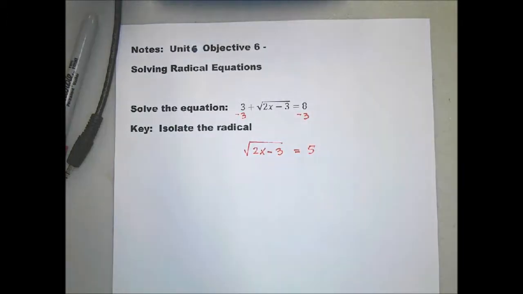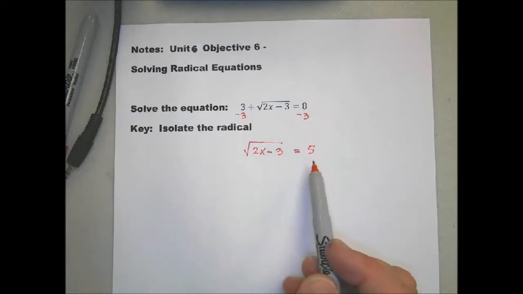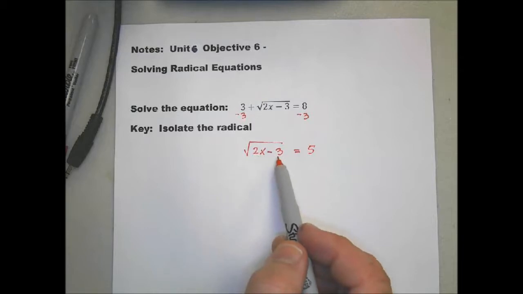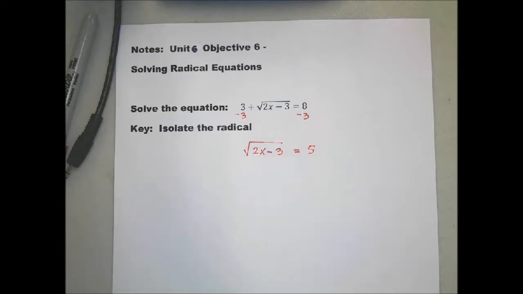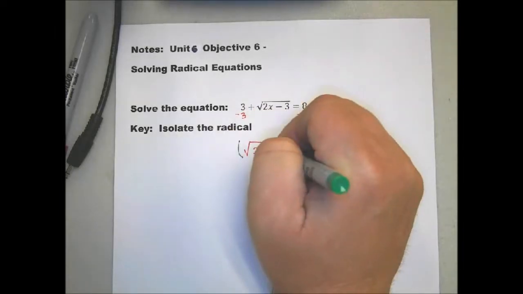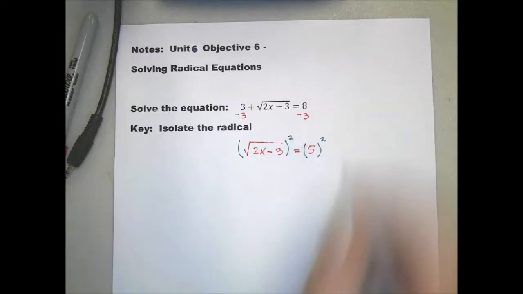Now that's what we want to do. We want to isolate the radical. And that's exactly what I just did by isolating the radical. Now, the 2x minus 3 is being square rooted. When we use algebra steps to solve, we always wind up doing the opposite. So the opposite of a square root is a square. So that's what we're going to do. At this point in time, to get rid of that radical, I'm going to square both sides.